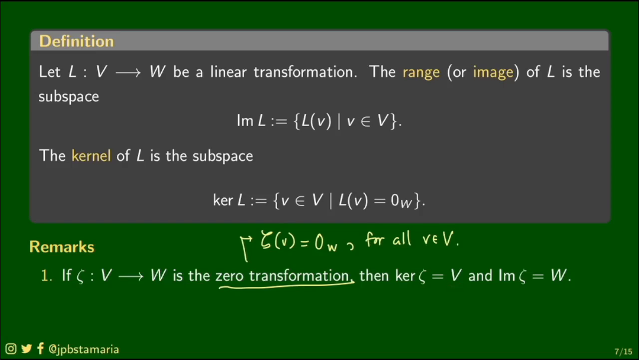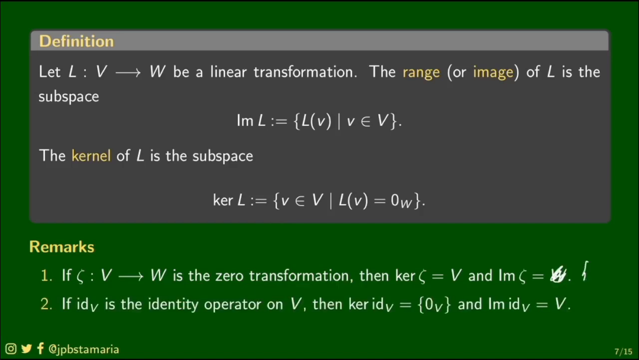On the other hand, the image of, I think this is wrong once again. The image of zeta now consists of only the 0 vector in W because everything is simply turned into the 0 vector. So I'm sorry for the mistake. The image of zeta is the trivial subspace of W because everything is just sent to 0, so the set of images consists of only 0. Okay, let me change this for you.